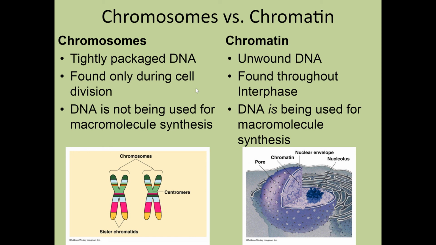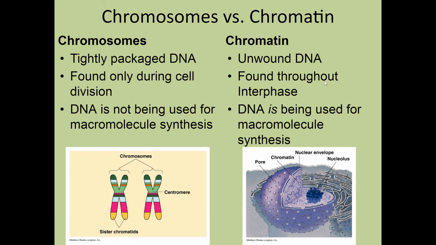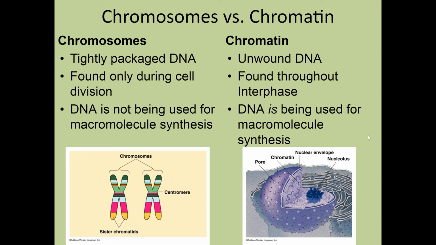During that 10% of time where the cell is dividing, mitosis, that is when you see these X's, these chromosomes. However, chromatin is found throughout interphase. That is 90% of the cell cycle. And as you could see in here, this is the chromatin. They are not in nice little neat X's. They are kind of just hanging out inside the nucleus. Very stringy. And DNA is not being used for macromolecule synthesis, whereas in a chromatin, the DNA is being used for macromolecule synthesis. Big word.